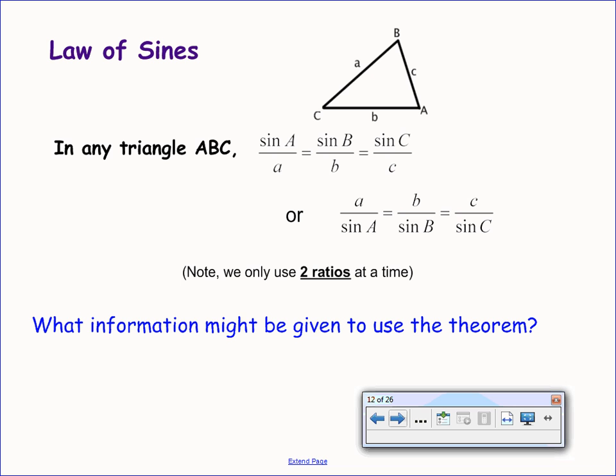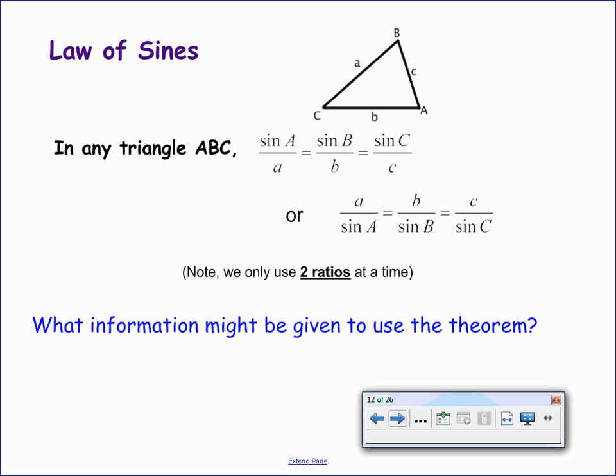So the law of sines holds true for any triangle ABC. The sine of angle A is to side length A, just like the sine of angle B is to side length B. That's also equivalent to the sine of angle C over the side length C. If we prefer, we can put unknown sides on top. A is to the sine of angle A, just like side length B is to the sine of angle B, just like side length C is to the sine of angle C.